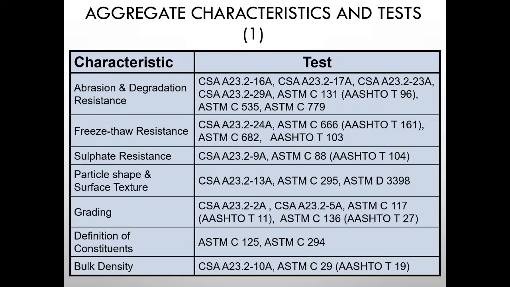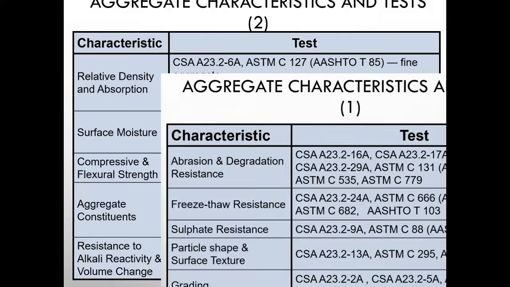We know that particle shape and surface texture has a bearing on the suitability of the aggregate for concrete. It's grading. Do we have a good distribution of sizes? And there's the tests again that are performed, the CSA standards and the ASTM standards. There's also definitions of the mineral types and constituents in the aggregate. Bulk density. What is the density of our aggregate? We use density, and you'll be using that a little later on when we do concrete mix designs. We have to know the density of the coarse aggregate if we are to design a mix based on volume.